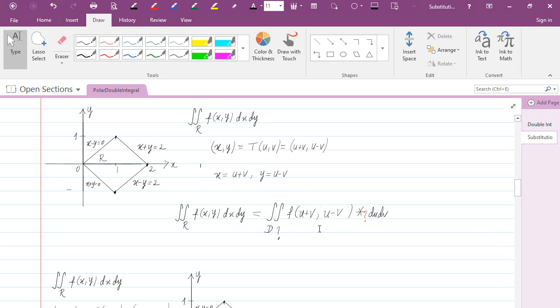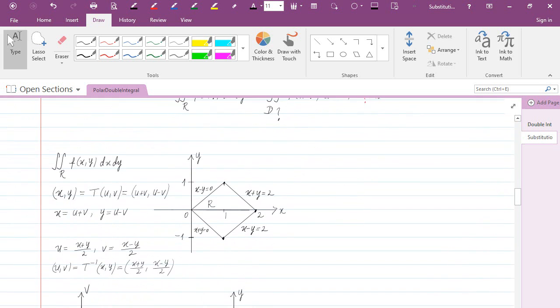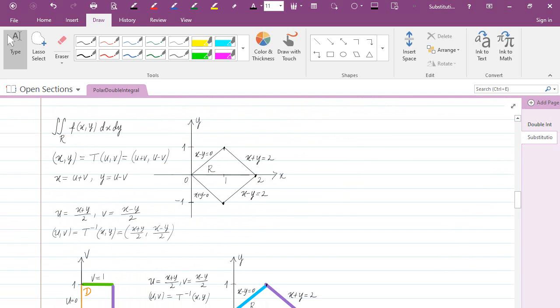where the first factor is obtained by simply substituting x and y with u plus v and u minus v respectively in the original integrand, and then we're going to have this extra factor which we will compute in a second, and then we also need to figure out what is the new region of integration. Now, to figure out the new region of integration, we need to figure out the inverse of T.